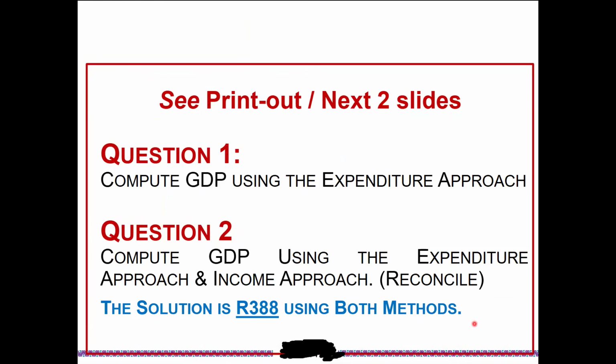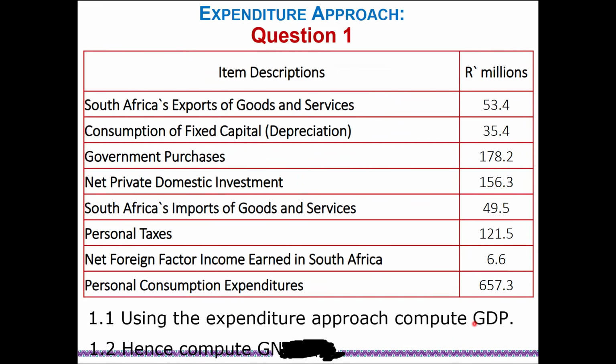Okay, now let's do these questions. They're saying use the expenditure approach to compute GDP. Remember, how do we calculate GDP using the expenditure approach? We basically add all the expenditures of the participants in the economy, which is C plus I plus G plus open brackets X minus Z.